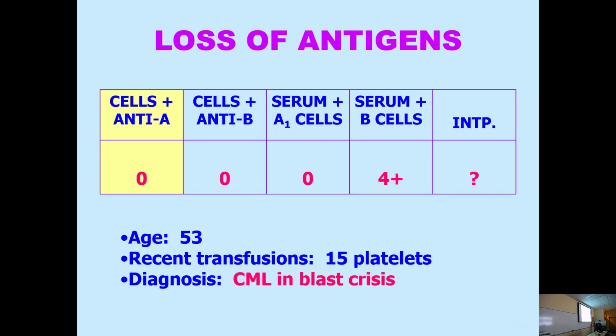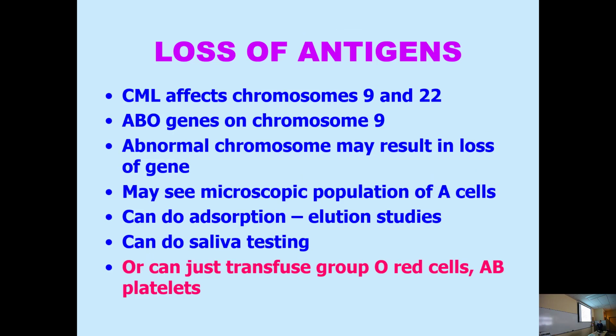So a similar situation, loss of antigens: 53, 15 platelets, CML in blast crisis. You guys haven't gotten to your advanced heme yet, where you start getting into abnormal stuff and you'll start learning about this. This is a leukemia. CML affects chromosomes 9 and 22, and the ABO genes are on chromosome 9. Remember we talked about chromosome 9 way back when I talked about ABO? This is where it gets to be important. If you see a diagnosis of CML, you know it's going to affect your ABOs.